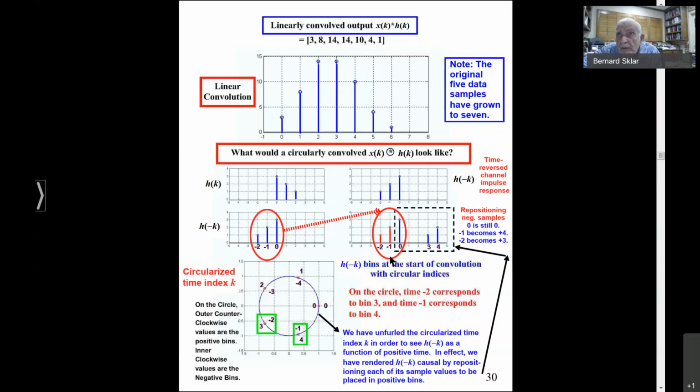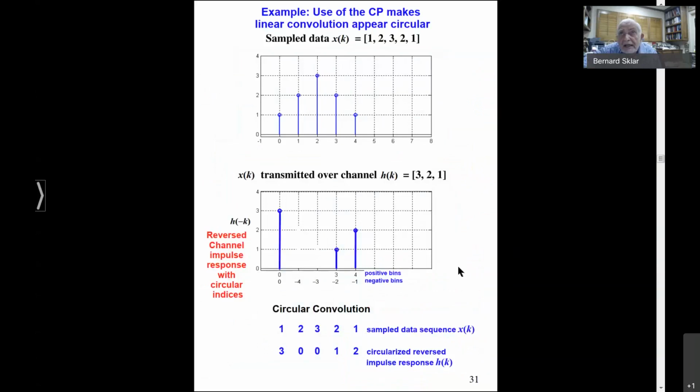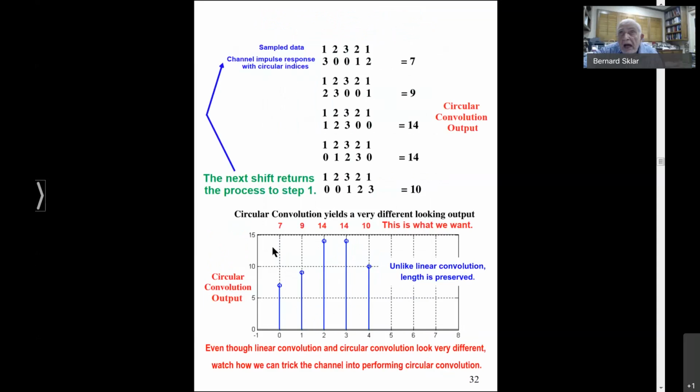So having done that, notice what I then have. Here's the same sample data that I had done linear convolution with before. And now I'm lining it up with this, made causal, the sequence that is amplitude 3, 0, 0, amplitude 1, amplitude 2. And notice what I'm about to do. I'm going to do product summation.